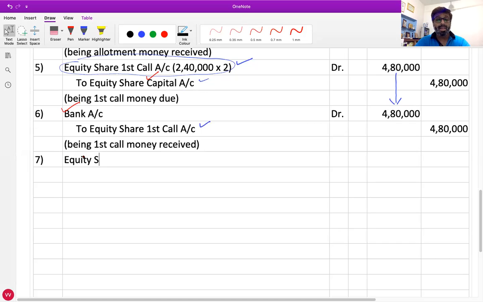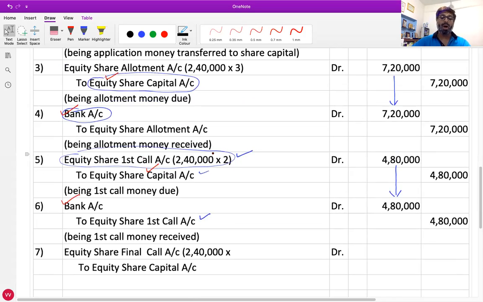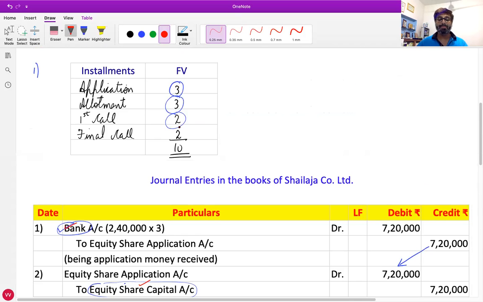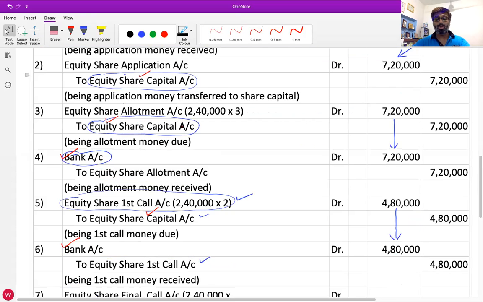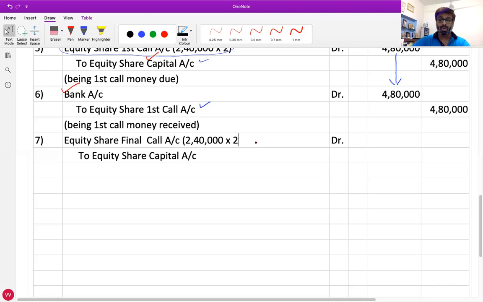Equity share final call account, debit, to equity share capital account. First, we will transfer the money to share capital. How many shares? 2,40,000. And how much is the final call money? 2 rupees. So 2,40,000 into 2. What amount? 4,80,000. Any doubts in that?